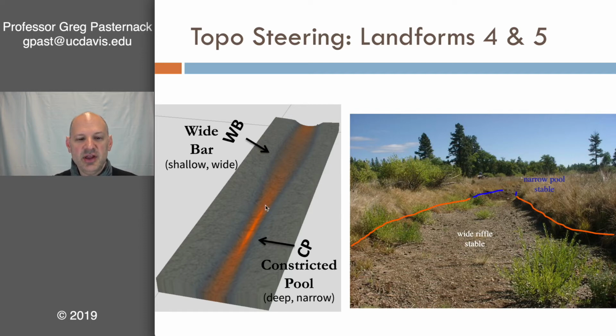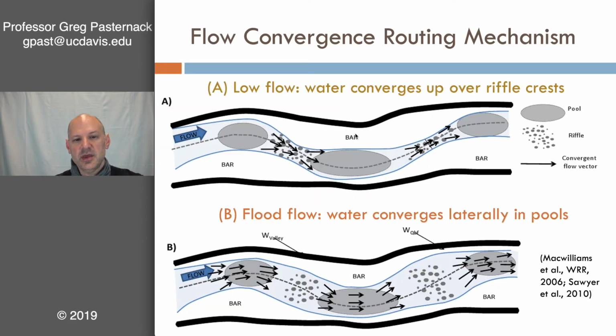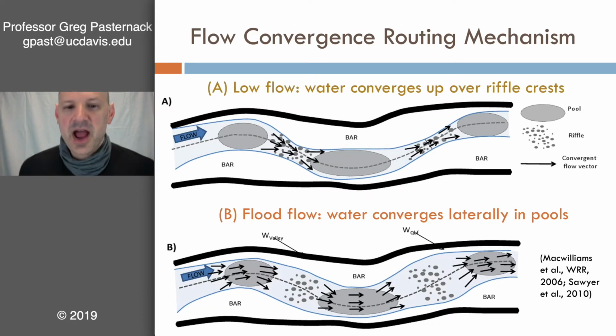And so you can have an alternation like this, and I can't show this in a pipe, obviously, but here's a photo from the real world of a place like this where I've tried to show the bank in orange and blue. So the wide bar is very wide. In fact, it's so wide that this has become a very stable thing, and there's vegetation growing on it. But then that funnels down to a narrow pool that is downstream of that. So this is the last two of these landforms. These landforms are not arbitrary.